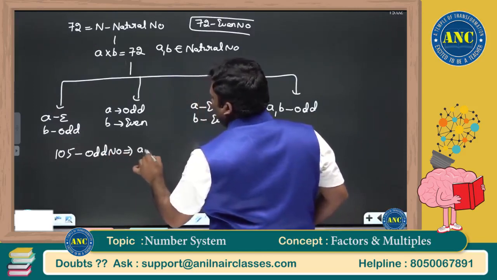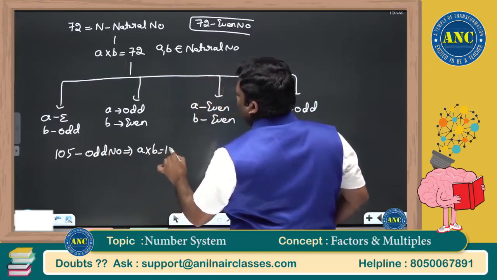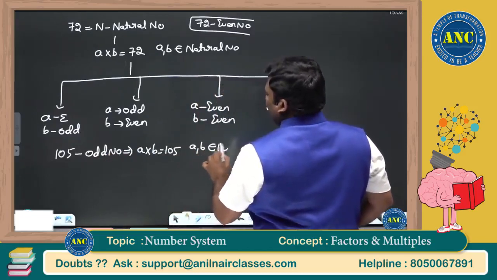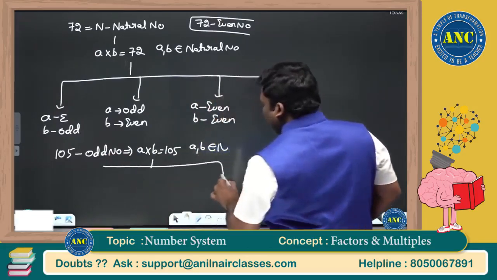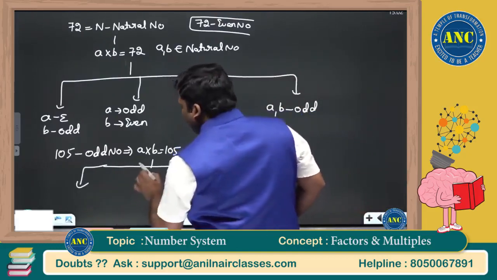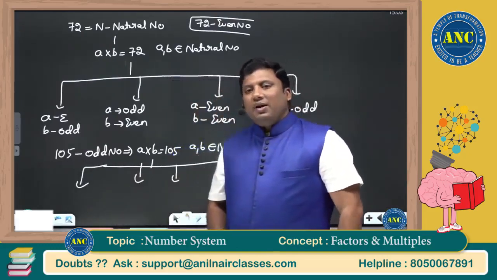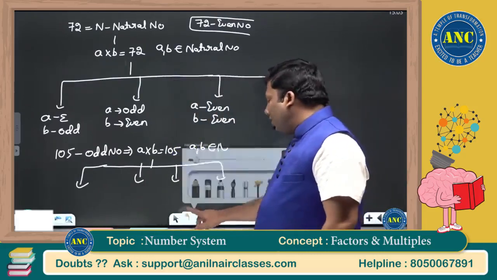105, it is an odd number. A into B is 105. A and B are natural numbers. Again 4 cases I will get. There are only 2 cases. The right hand side can be an even number or the right hand side can be an odd number.